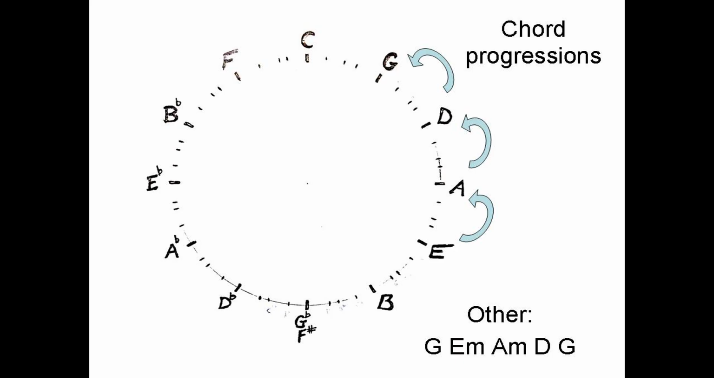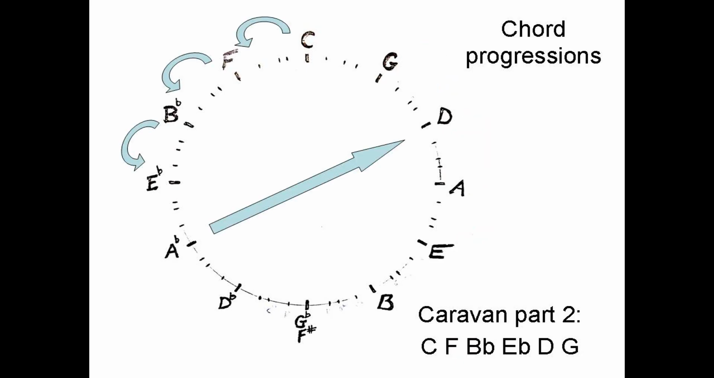One of Bill's favorite tunes, Caravan, has this nice progression around the circle in its second part, starting at C, going to F, B flat, E flat, and then instead of A flat, it crosses the circle to its substitute, to D, and finally ends up in G.